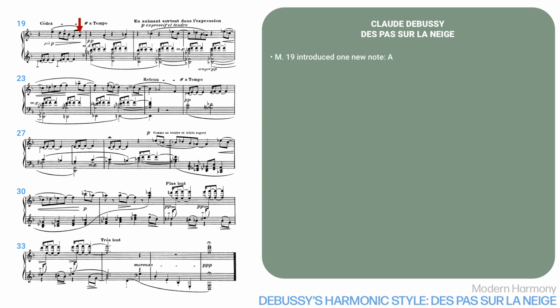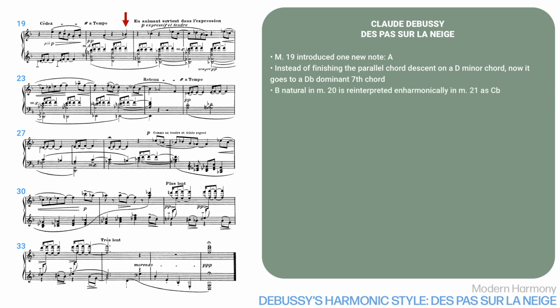Measure 19 introduced one new note, A. Measures 20-21 echo measures 5 to 6, but instead of finishing the parallel chord descent on a D minor chord, now it goes to a D flat dominant 7th chord. The B natural in measure 20 is reinterpreted enharmonically in measure 21 as a C flat, and a short melodic phrase develops in that key.